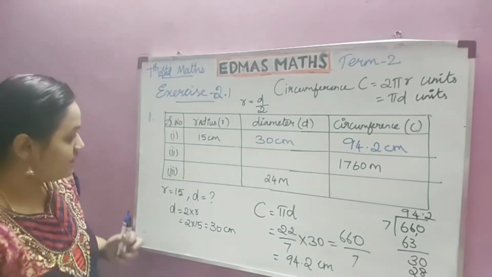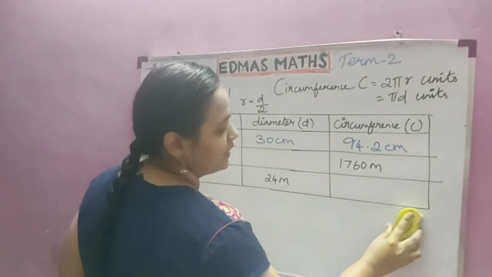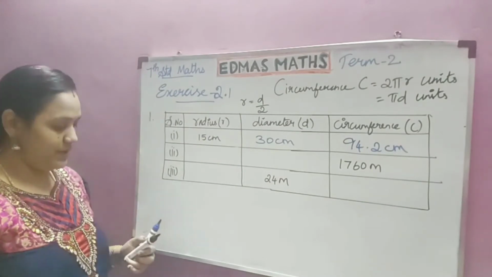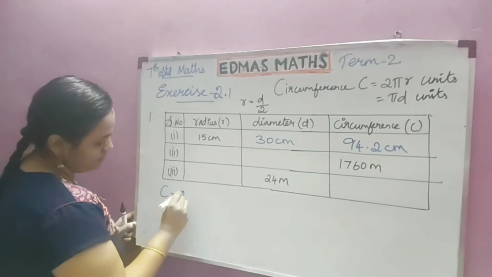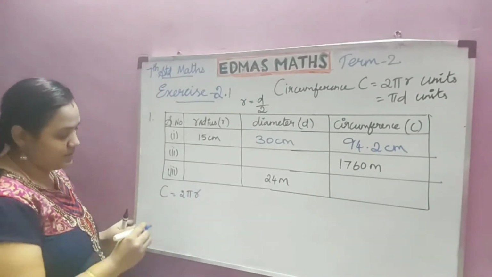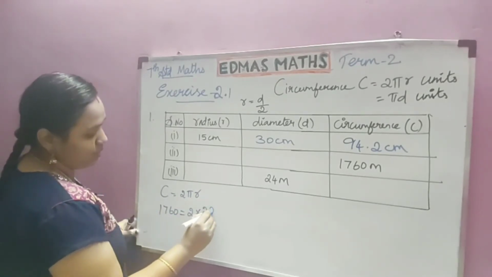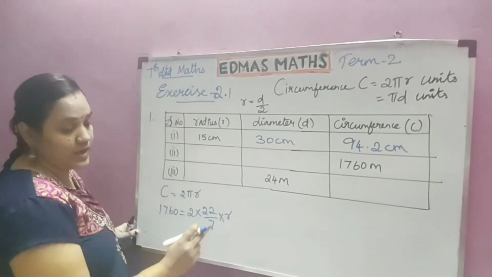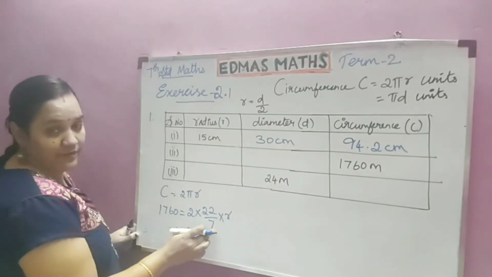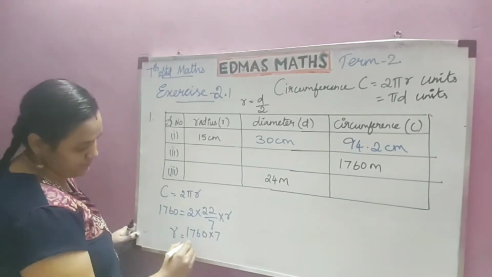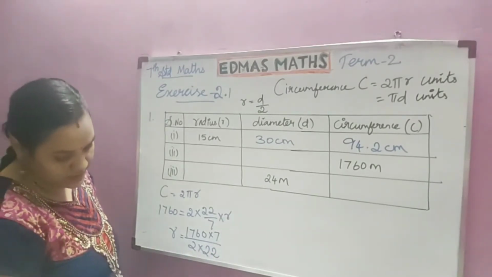Second question. Here they have given the circumference and we have to find the radius and diameter. So I'm going to use the circumference formula C equal to 2 pi r. The C value is 1760, equal to 2 into 22 by 7 into r. So I need the value of r. So r is equal to 1760, and this 7 will go up, over 2 into 22. So we are going to cancel.